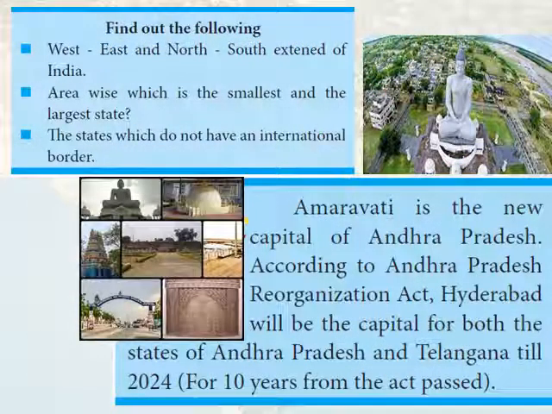A small activity for you. Find out the following: West-East and North-South extent of India. Area-wise, which is the smallest and the largest state? The states which do not have an international border.